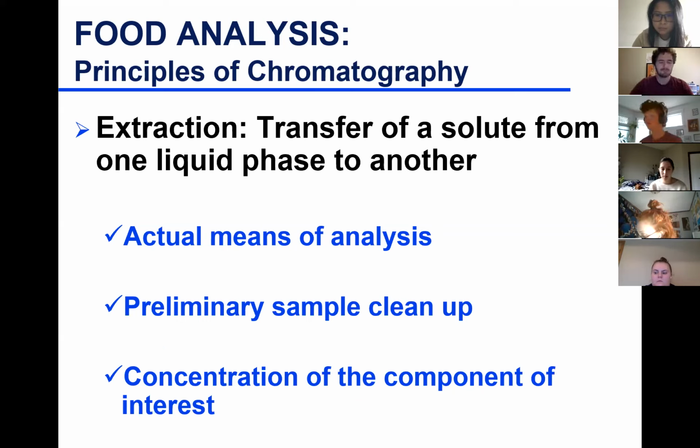Another use is preliminary sample cleanup. Sometimes if you want to determine total sugars in a product, you have to dry the sample and then remove the fat, because the fat can interfere in the analysis. In order to remove the fat, you also need an extraction process. If I want to determine flavor components, for example, they're present in very, very small concentrations. I want to take them out of the original matrix so that I can concentrate them and focus the analysis on them. So extraction can be done for concentration of components of interest, not just flavor but other components as well.